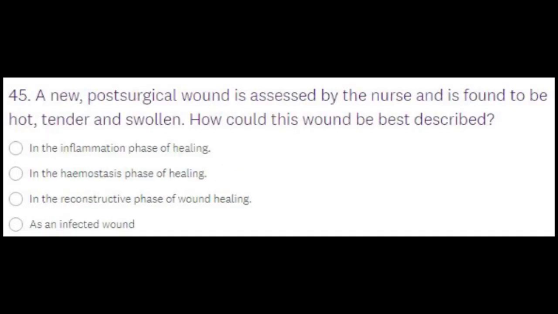Question 45. A new post-surgical wound is assessed by the nurse and is found to be hot, tender and swollen. How could this wound be best described? Options are 1, in the inflammation phase of healing, 2, in the hemostasis phase of healing, 3. In the reconstructive phase of wound healing. 4. As an infected wound. Option A, in the inflammation phase of healing, is the right choice. That is option 1.